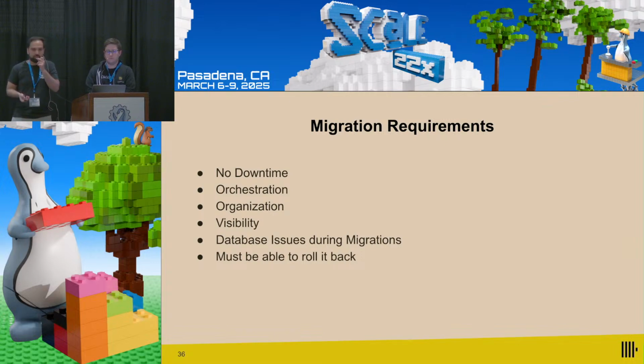There are going to be some sort of orchestration requirements to this thing. It's not something you do in a single day. There's a lot of organizational overhead. You need to contact customers, all that stuff. You need visibility into this. Because this is a database operation, you're going to encounter strange issues while this is happening. Customers are doing very strange things to the databases, so you're going to have very unique issues. We're going to talk about those as well. And of course, because it's a migration, you should be able to roll it back.